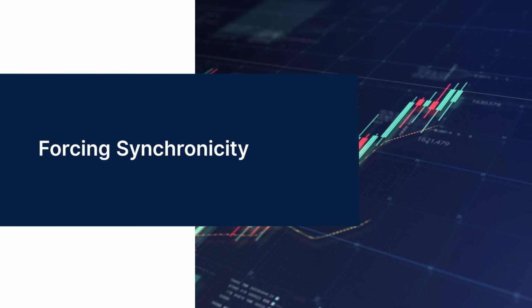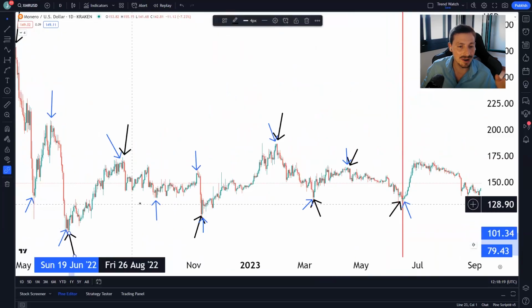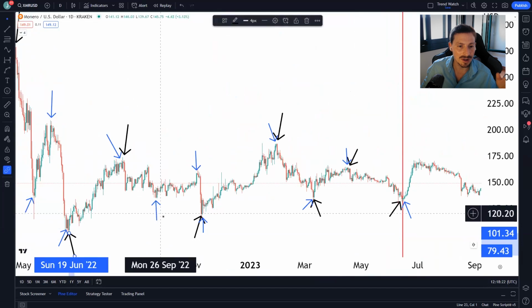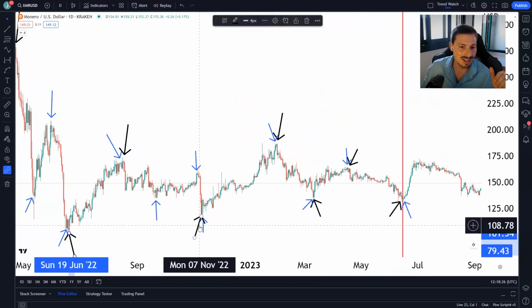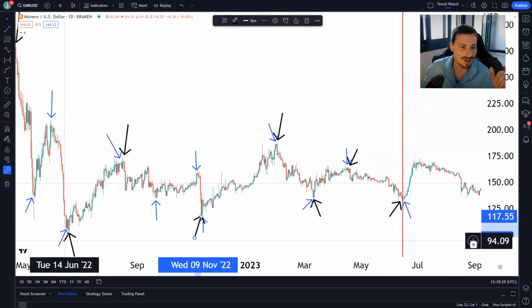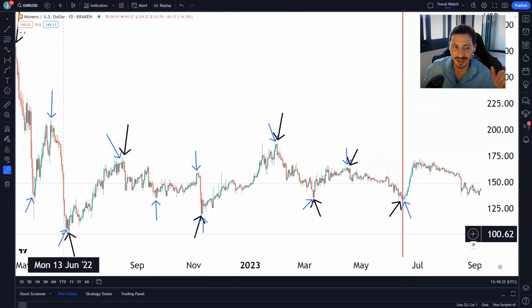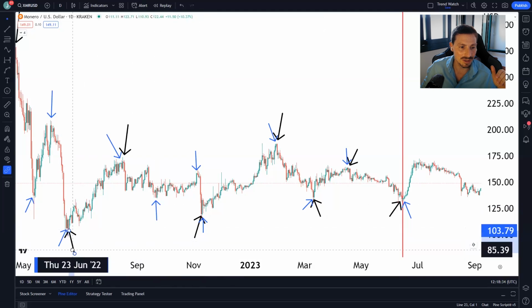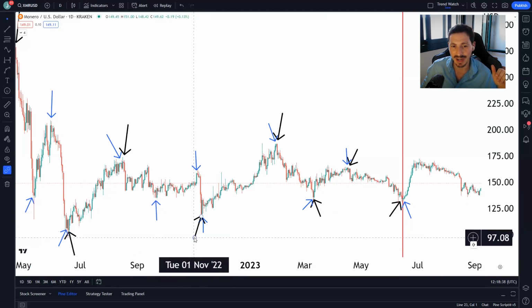Okay, so now let's force synchronicity. Let's make sure that for every black arrow, there are 2 of the blue arrows. Now, you may have noticed there's actually 3. This black arrow here, 2, and there are 3 blue arrows. I'm not counting the first one, just so you know. So I start here on the black arrow, and I count 1, 2 blue arrows for the next black arrow.